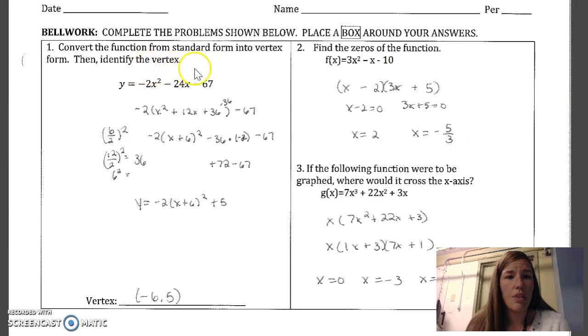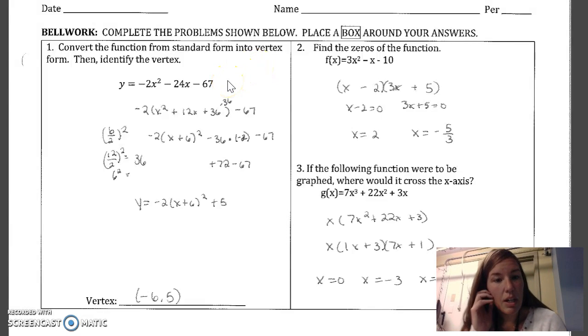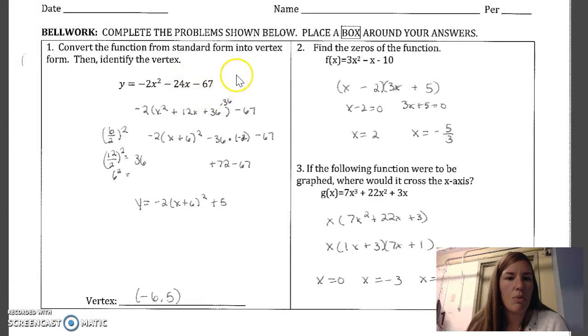Right here, it says from standard form to vertex form. So this is completing the square, if you remember talking about that. I solved it a touch differently than we did in class, but hopefully you'll be able to follow along. In class, we would have moved that 67 to the other side. I didn't end up doing that, but that's okay. Don't worry about it. I took out the GCF of -2, knew that I needed to put in that 36, and did that work. Answer should have been y equals -2 times the quantity x plus 6 squared plus 5.